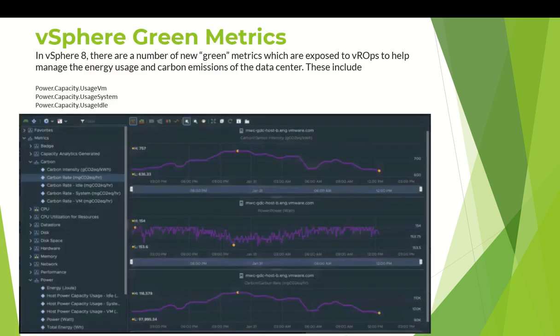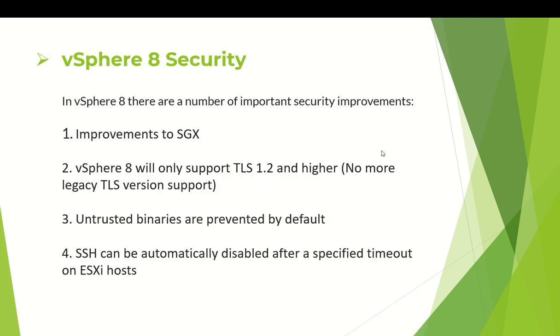Next comes vSphere green metrics. In vSphere 8, there are a number of new green metrics which are exposed to vROps to help manage energy usage and carbon emission of the data center, which includes power capacity, usage VM, usage system, usage idle. This is the screenshot where you can see the carbon and power metrics in vROps. So this is vSphere green metrics.